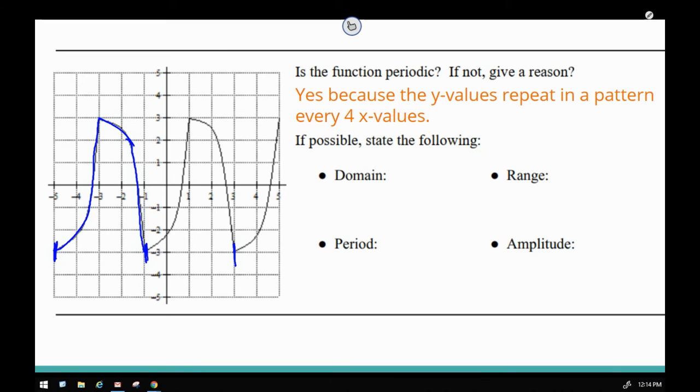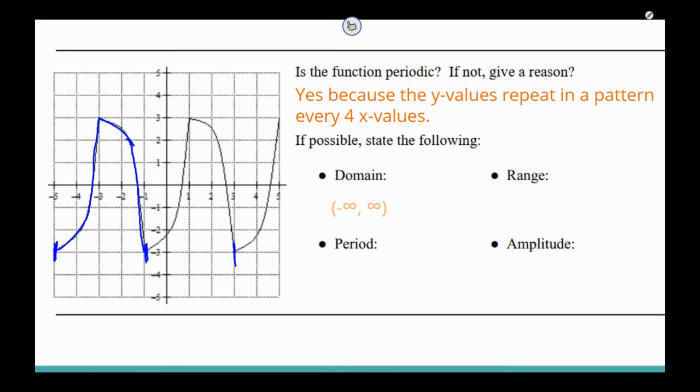So if this periodic function just repeats forever and ever, what's going to be my domain? It goes on forever and ever. It's going to be negative infinity to positive infinity. It will just keep repeating in both directions forever.